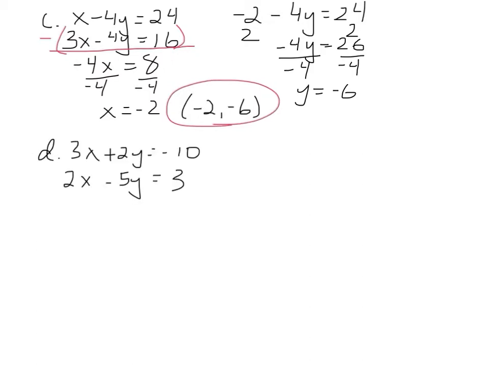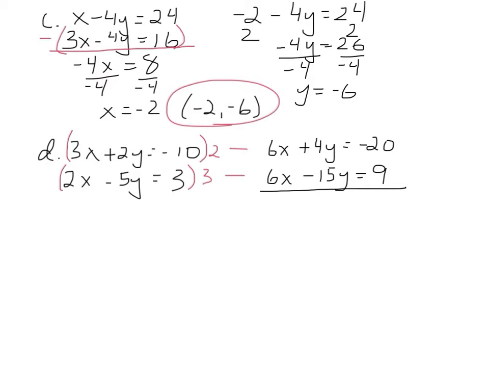D. For D, none of the x's or y's match up, so I'm going to multiply the first equation by 2 and the second equation by 3, and then subtract the second equation from the first, and you'll see that x will go away. So I've made sure to multiply every term in the first equation by 2 and every term in the second equation by 3. I now subtract the second equation from the first, and the x's go away, plus 15y, so I get 19y minus 9 equals minus 29.